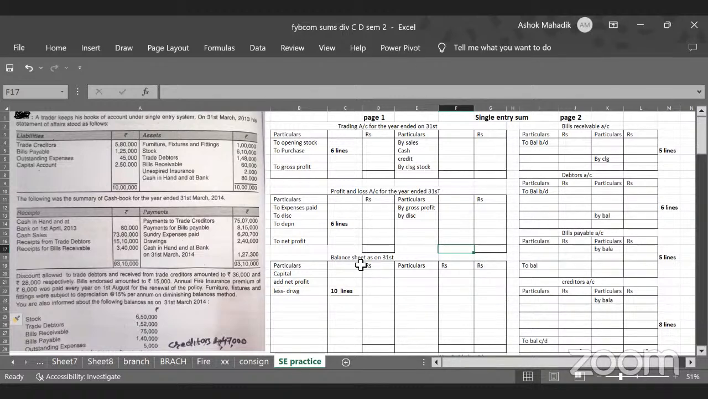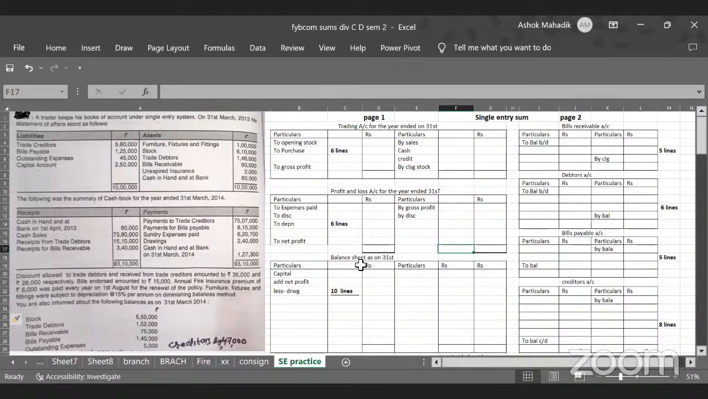Today I am going to teach you one sum on single entry. It's a comprehensive sum, includes almost all the adjustments. I had sent one format which you can see on your screen. I want all of you to solve the sum along with me. If not possible now, later on you can watch the video and solve the sum in the given format.